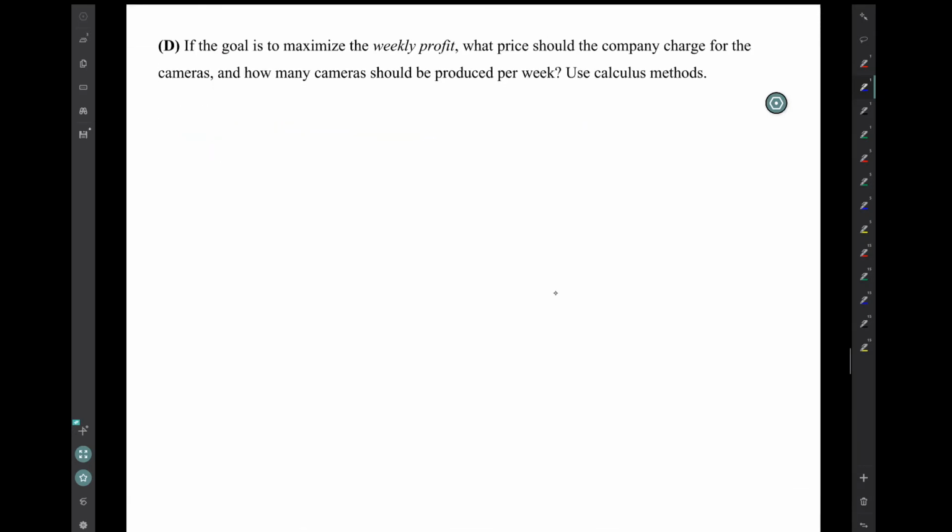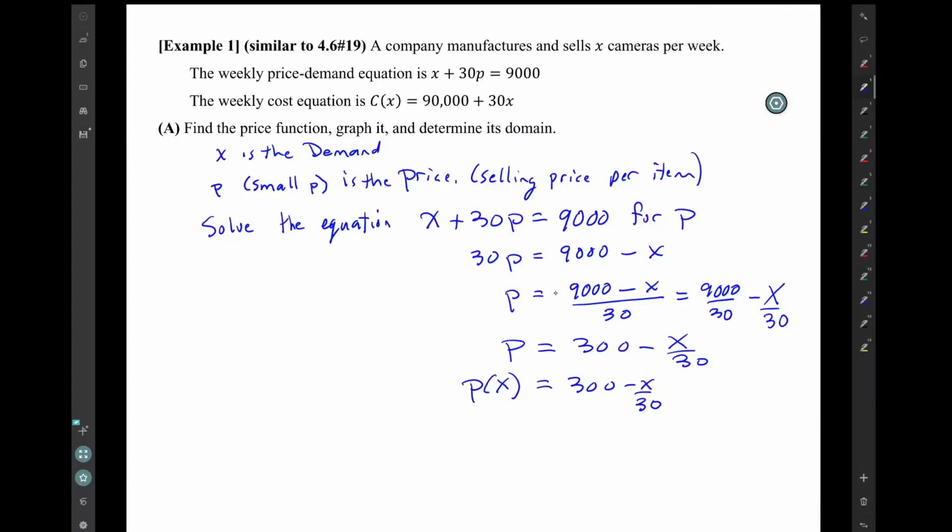Question D. If the goal is to maximize the weekly profit, what price should the company charge for the cameras, and how many cameras should be produced per week? Now, what's up with this? Let's go back up and look at the beginning of the problem. We had that given price-demand equation. We also were given a cost equation. We haven't used that, but that's going to come up because remember that profit is revenue minus cost.